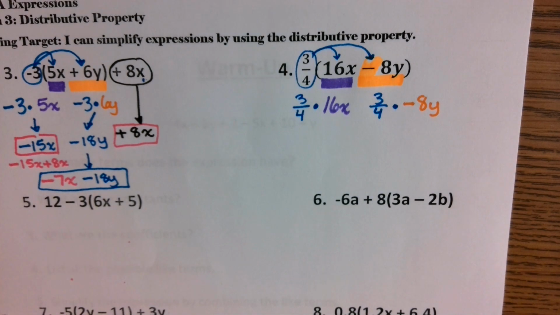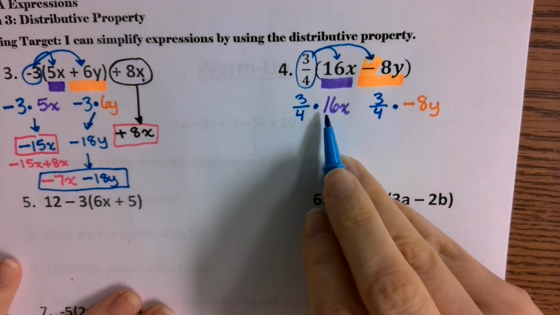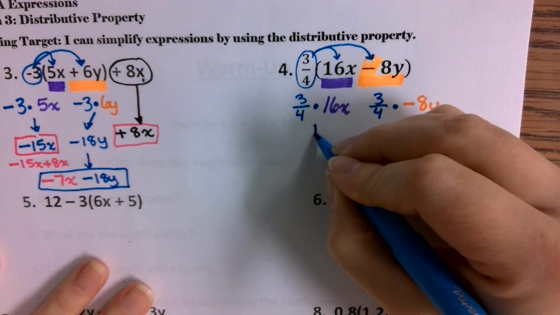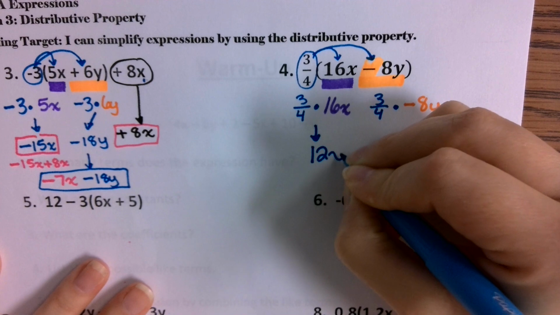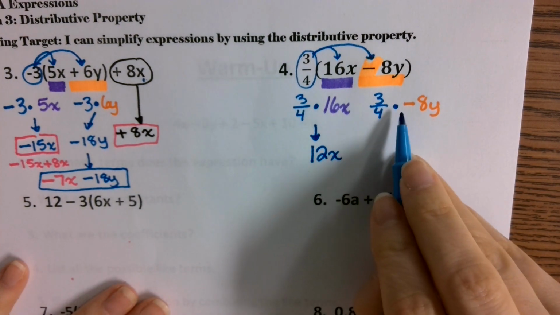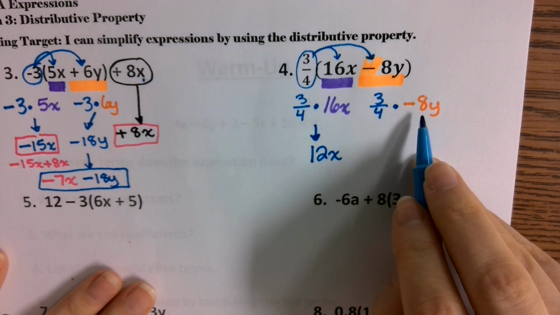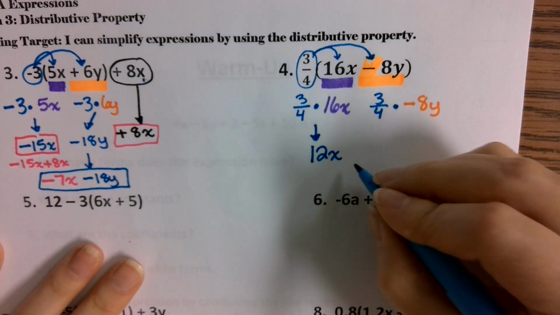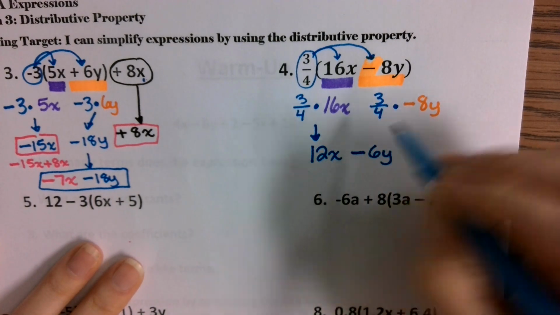Okay, so then we just use our calculating tool to be able to do so. We're going to do 3/4 times 16. 3/4 times 16 comes out to 12. So we get 12x. Don't forget your variable. Then we're going to do 3/4 times the negative 8 in our calculator. When we do 3/4 times negative 8, we're going to get negative 6. So we have negative 6y. And then that's it.